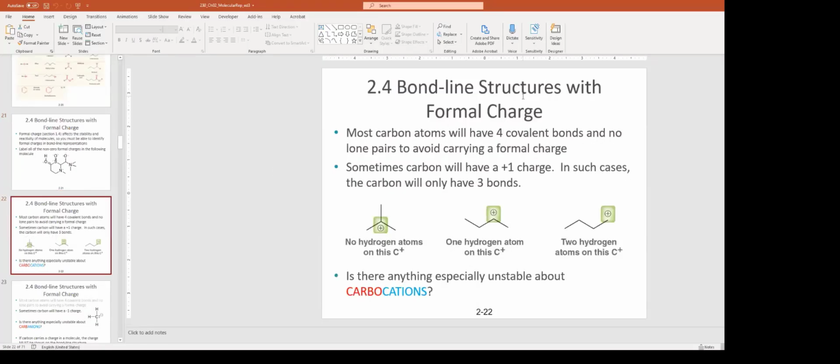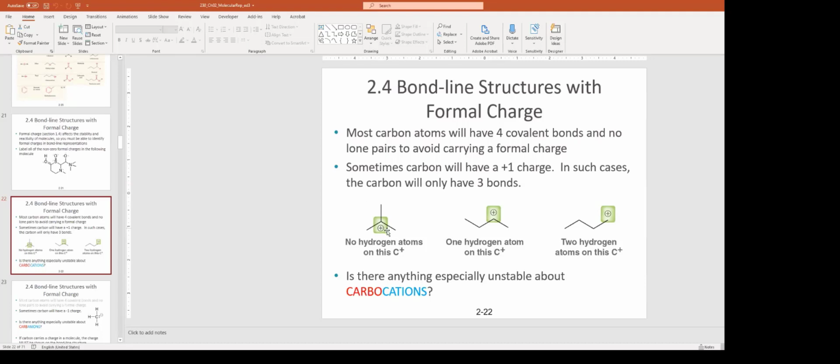What if carbon has a charge? This will be a very important thing to study because these tend to be extremely reactive, very unstable. So most carbon atoms have 4 covalent bonds and no formal charge. Sometimes we will find carbon with a +1 charge. And the only way we'll generally run into it with a +1 charge is if it's making 3 bonds. That's really the only way that could happen.